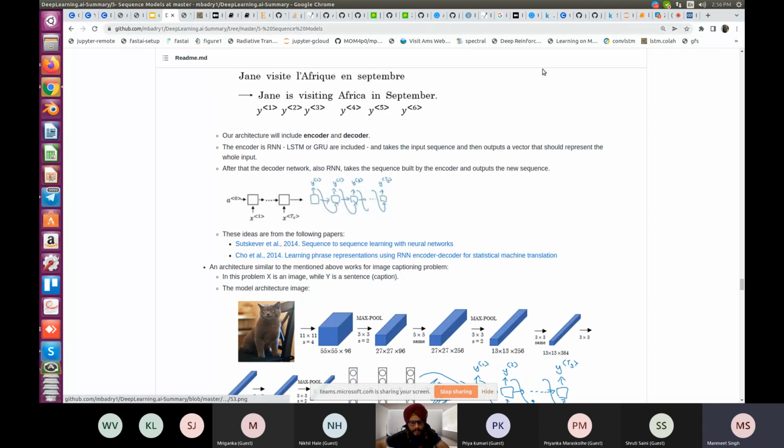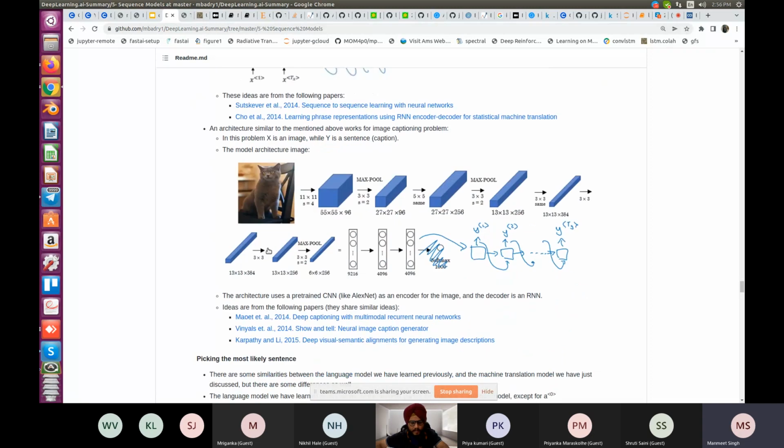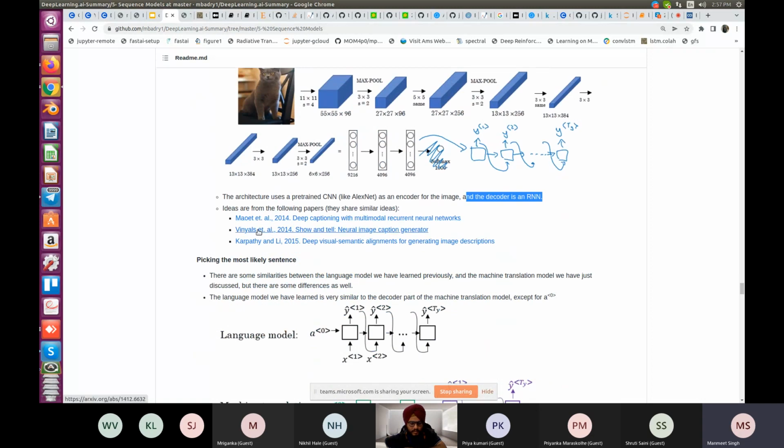So we have already seen these two papers when we were discussing attention. And an architecture similar to the one mentioned above works for the image captioning problem also. In this problem, your input data is an image, and your output is a sequence. So y is a sentence. The architecture uses a pre-trained CNN as an encoder for an image, and the decoder is an RNN.